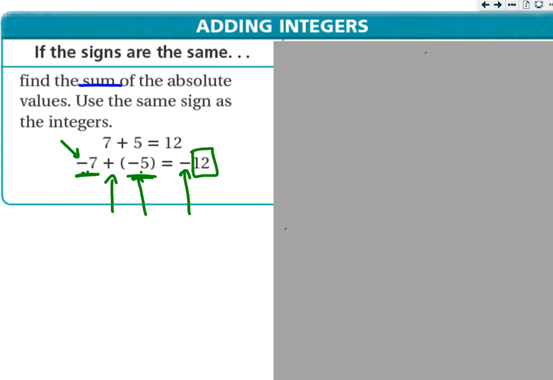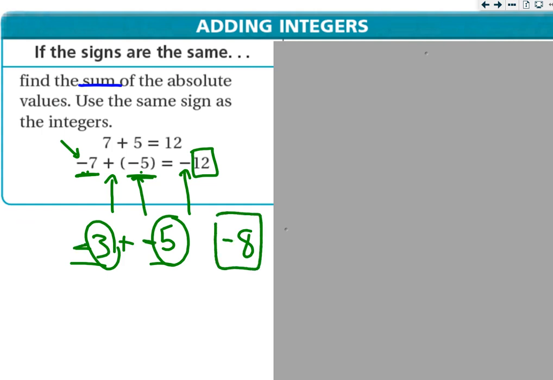One more example of that would be a negative 3 plus a negative 5. Notice they're both negatives, so my answer is going to be the sum of the front numbers, which is 8. And since they're both negatives, my answer is going to stay negative. It's just making it a bigger negative number.